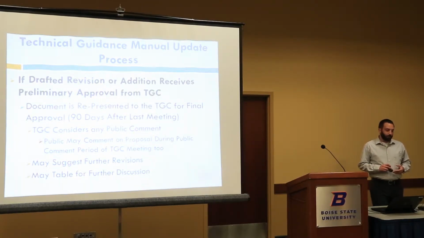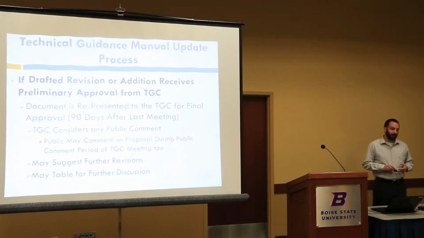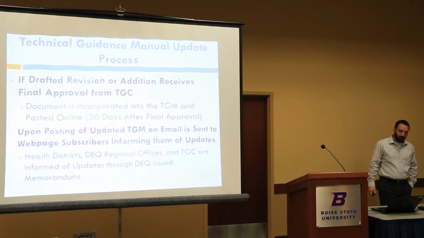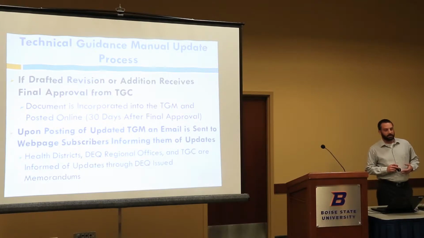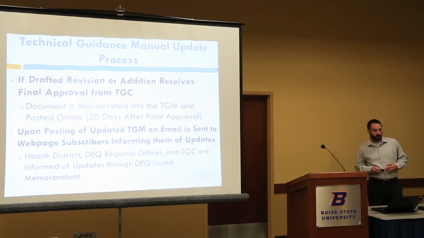They can suggest further revisions when they're reviewing it for the second time, so we can go through multiple rounds of revisions on any document. They can table it, or they can give it final approval. If they do give it final approval, we try to get that incorporated into the TGM and posted online within about a month of the meeting. It takes us a little bit of time to get everything together and run it through all of our IT and technical editing departments and get it posted, but we do try to stick to that one month deadline.